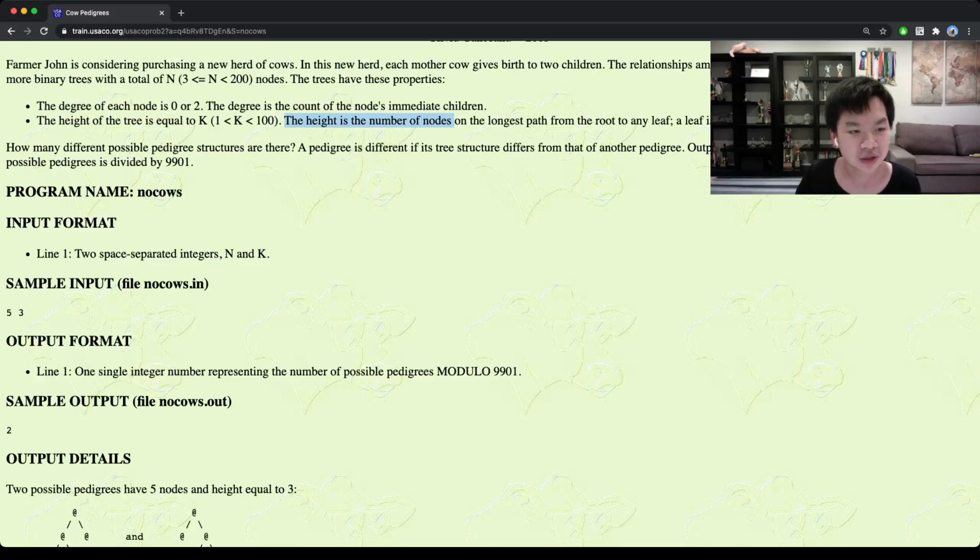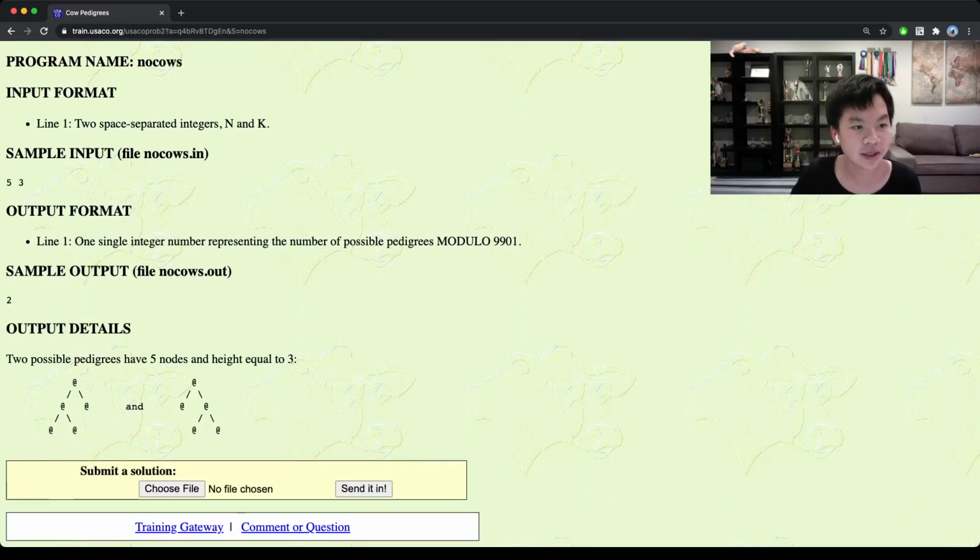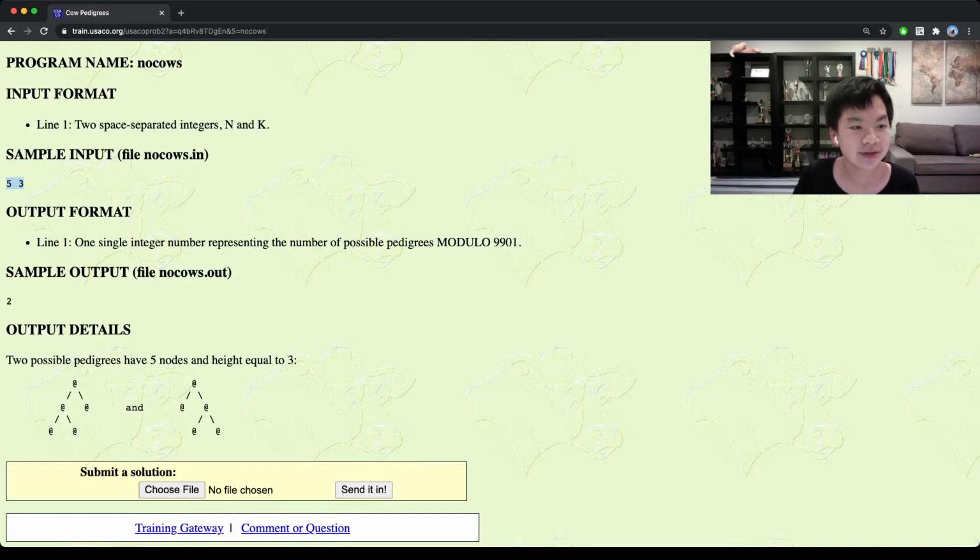So we're supposed to find how many possible trees there are, modulo 9,901. In the sample input, we're given n equals 5 and k equals 3. Here are the two possible trees. The first example satisfies the conditions because it has 1, 2, 3, 4, and 5 nodes, and the same goes over here. Both have a height of 3, because you can have this path, which consists of 3 nodes, and the same goes over here as well.